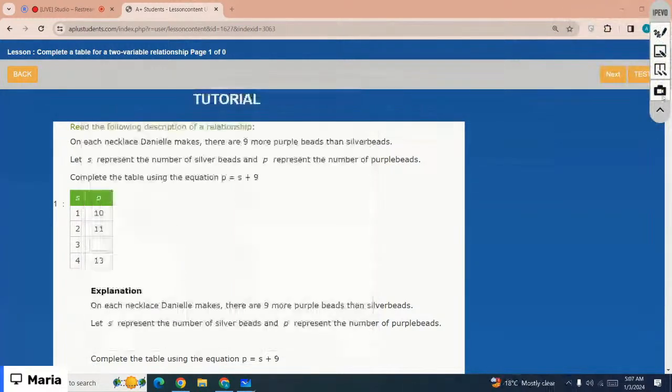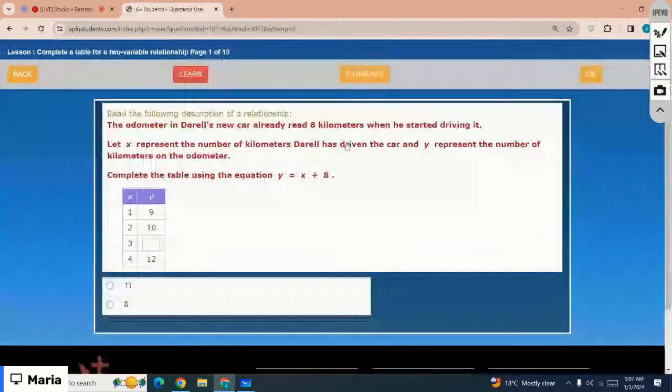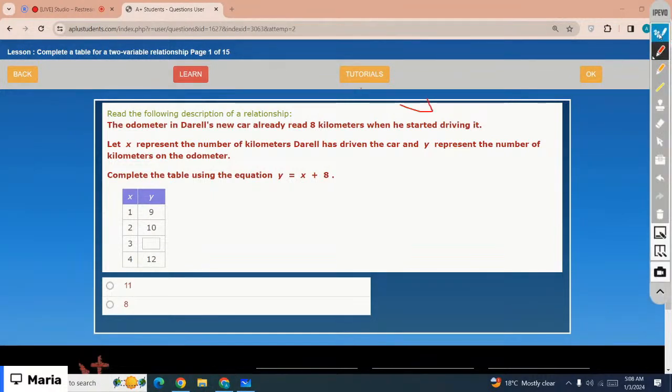Okay, let's just start with the test question. The odometer in Darrell's new car already read 8 kilometers when he started driving it. Let X represent the number of kilometers Darrell has driven the car and Y represent the number of kilometers on the odometer. Complete the table using the equation Y equals X plus 8. So you are given the equation that shows the relationship. The equation is Y equals X plus 8, right? You have to find the missing value for X equals 3. So just replace the X with a value.